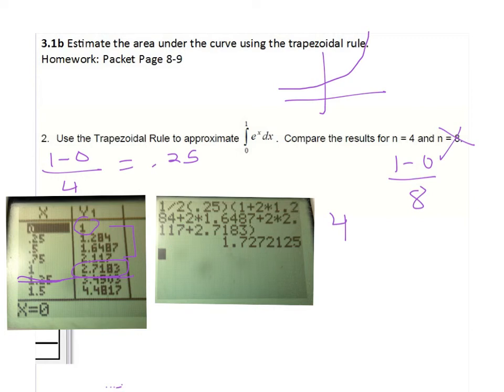Alright, and that completes our lesson on the trapezoid rule. Homework is pages 8 and 9, and there are answers all the way at the bottom of page 9. Remember, those little integrals, like when you see it say from 0 to 1, those are just your boundaries, and it will tell you how many trapezoids to use.